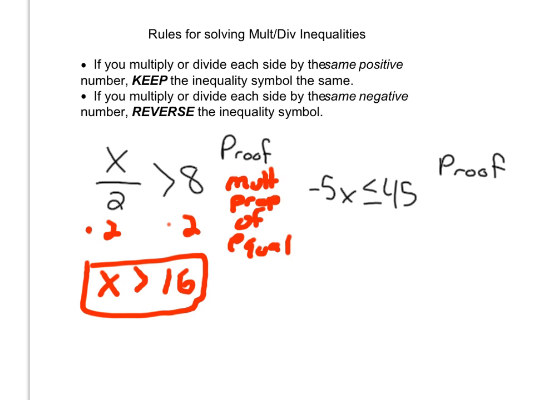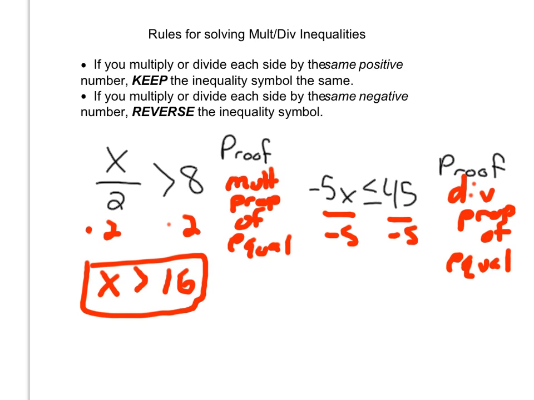Well, this one over here, I'm going to divide on both sides by -5. And we're going to have a division property of equality. Okay? Well, again, look at what I'm dividing by on both sides. I'm dividing by a -5 on both sides. So I'm going to get x, and 45 divided by -5 is -9. But I divided by a negative on both sides, so I reverse the inequality symbol, meaning I take it and flip it around. So to make this true, I have to have numbers that are bigger than or equal to -9.